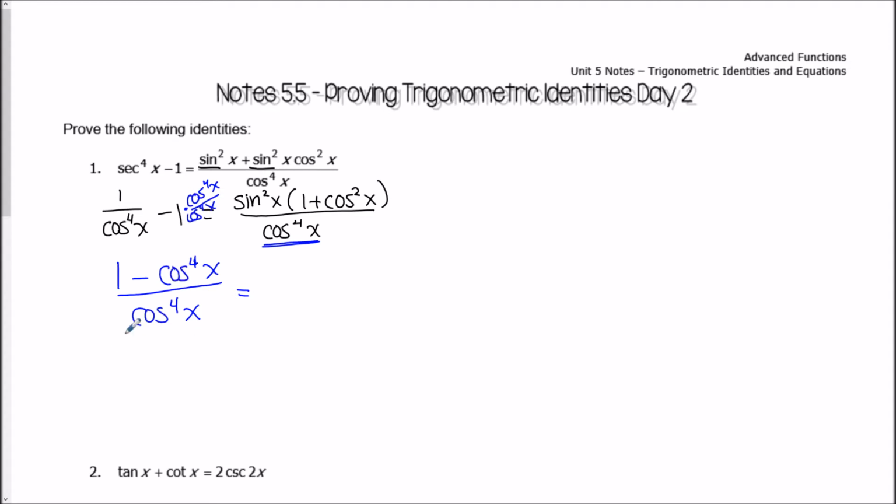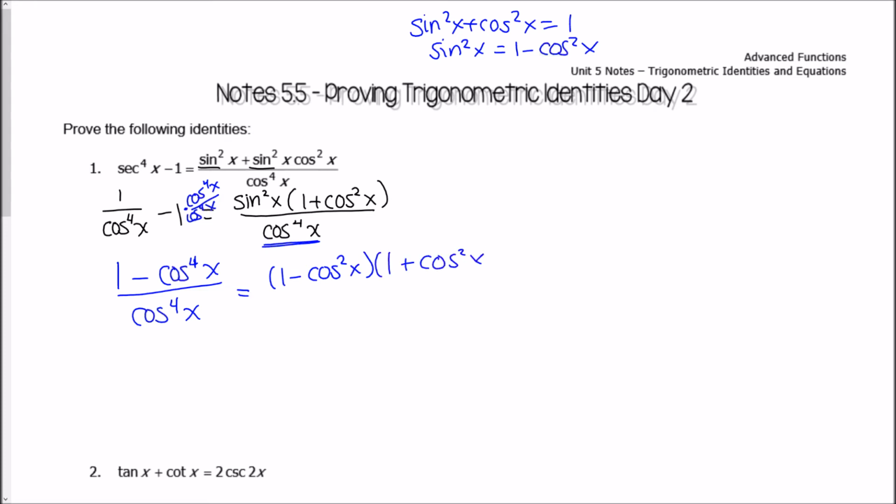Okay? So now that I've done that, I still want my left side to look like my right side. And on my right side, I have sine. So I'm going to get rid of sine somehow. So if I know sine squared x plus cosine squared x is equal to 1, then I know that sine squared x is equal to 1 minus cosine squared x. So here I can say 1 minus cosine squared x times 1 plus cosine squared x. And that's all over cosine to the power of 4x.